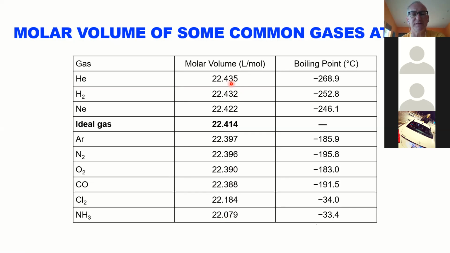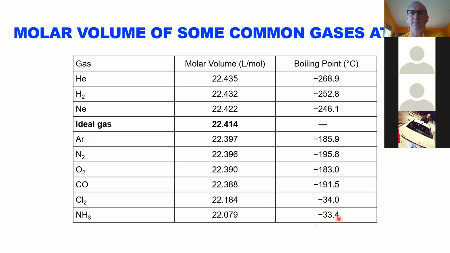And the other thing that's fairly clear, an ideal gas would basically have a boiling point of absolute zero. It would always be a gas. And we can see helium is pretty close. If absolute zero is minus 273, helium's awfully close to that. And then we have hydrogen and neon. But you see, as we get to larger and larger gases, and gases that are more polar, like ammonia is fairly polar.